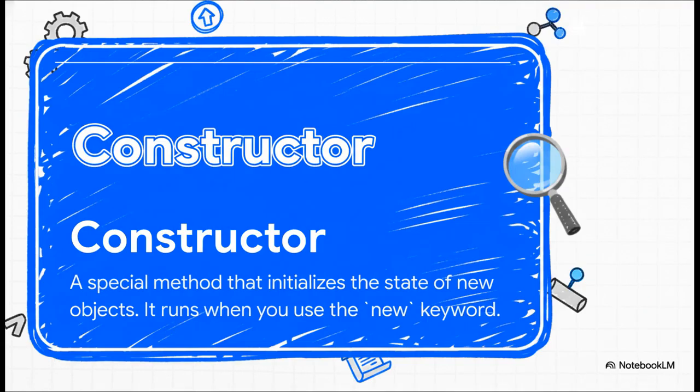This brings up a really important question. How does an object get its starting values when it's first created? For that, Java has a special kind of method called a constructor. A constructor is easy to spot. It always has the exact same name as the class. And its one and only job is to run automatically when a new object is being created to set up its initial state.